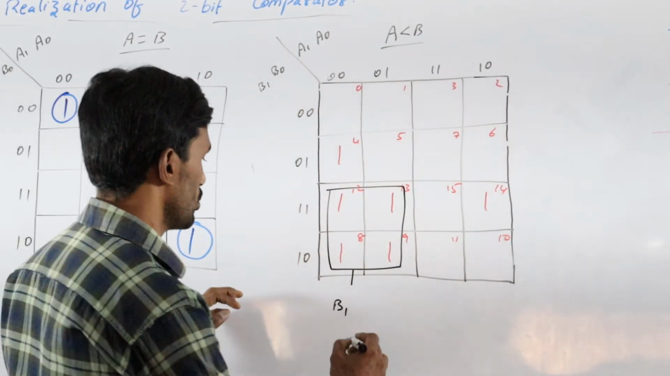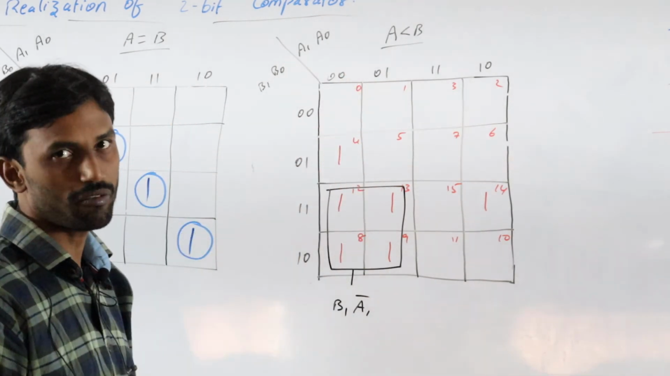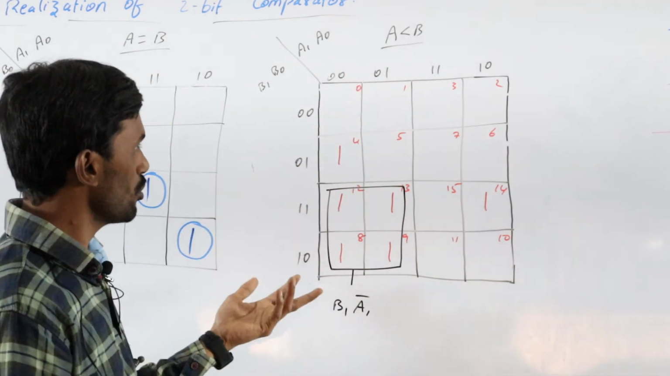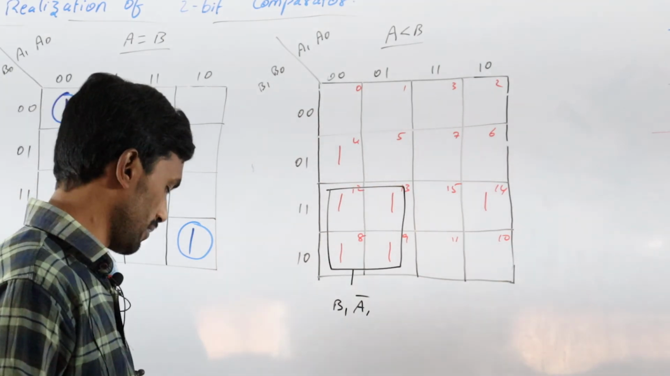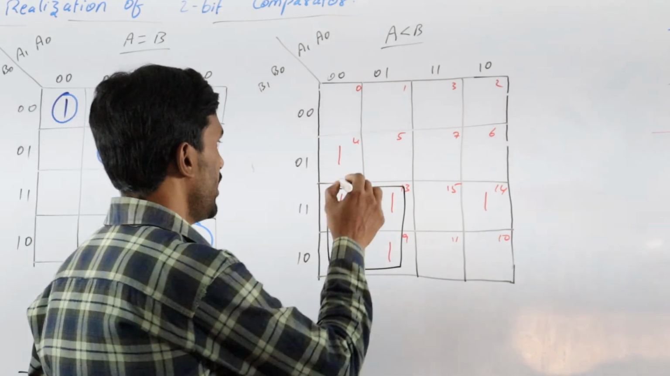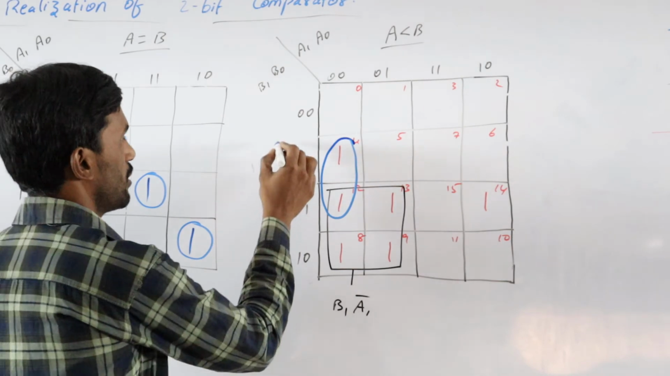Now 2 columns. A1 is 0, 0, so it is A1 bar. A0 is 0 and 1, no need of taking. Now again 4 grouping, not at all possible. Now check for 2 grouping. Yes, it is possible. Where? So here it is.